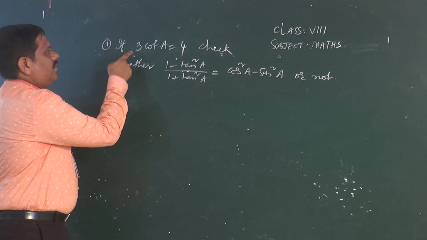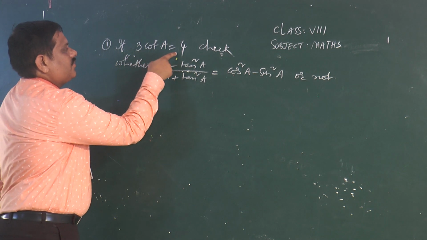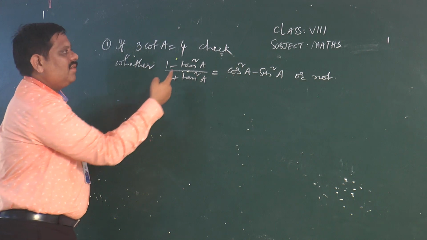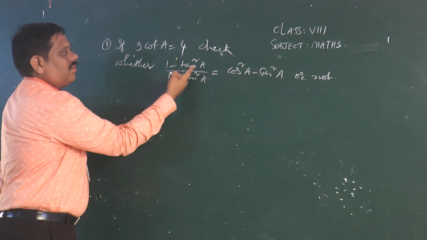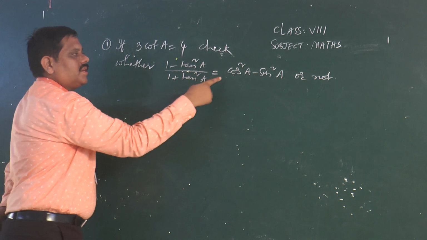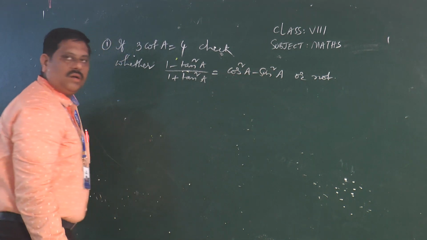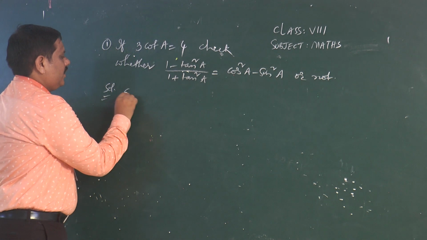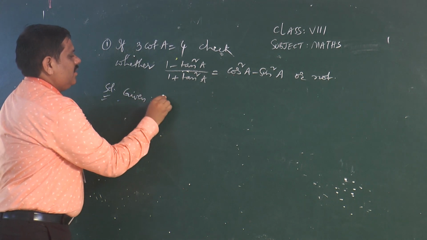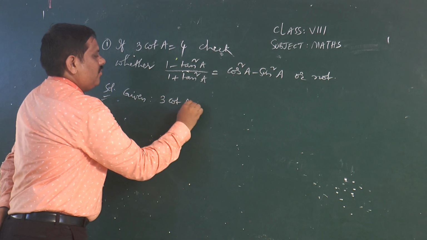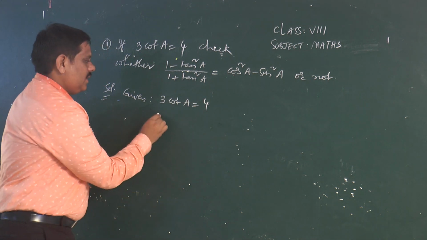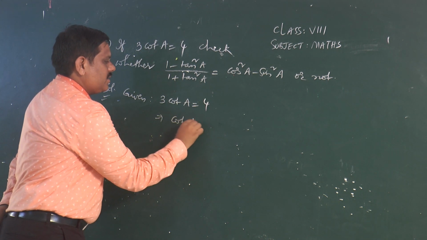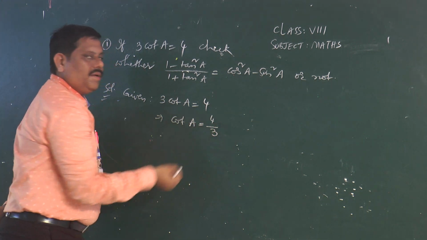Here what is being said? We are given 3 cot A is 4. Based on this particular relation, we are asked to check whether (1 minus tan square A) by (1 plus tan square A) is equal to cos square A minus sin square A or not. Fine. Let us see. Solution, let us start. What is given? We are given 3 cot A is equal to 4. That is otherwise, cot A is equal to 4 upon 3.